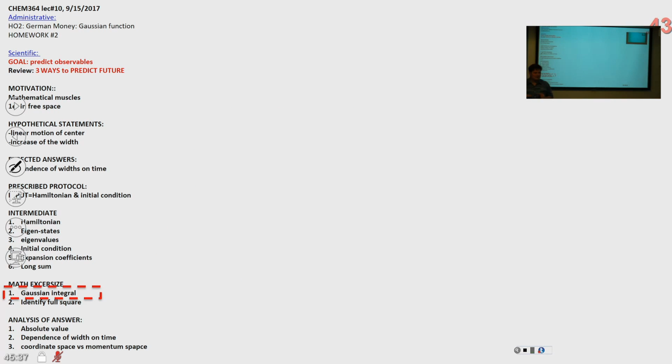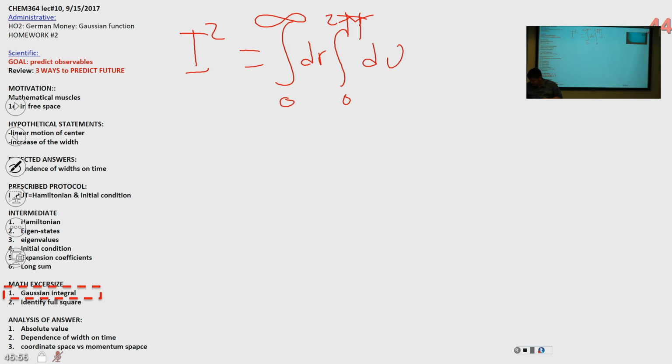I should be able to take this integral. Do not give me the answer. I want to do it myself. So pi squared, integral from 0 to infinity dr, from 0 to 2 pi d phi, e to the minus r squared, r. Right?